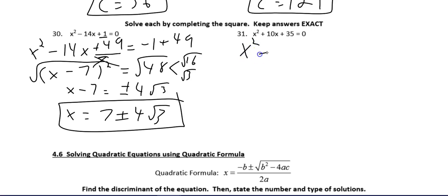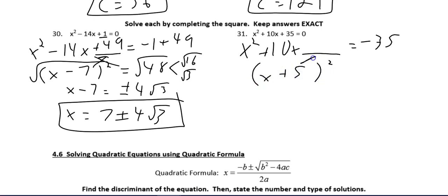31. X squared plus 10x. Leave a space. Subtract 35. Okay. Now we do that little trick. Take half of 10. Square it. Do that on both sides. Add 25. Which is going to give me -10.